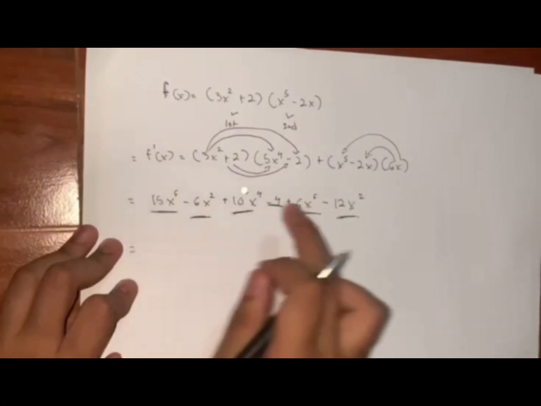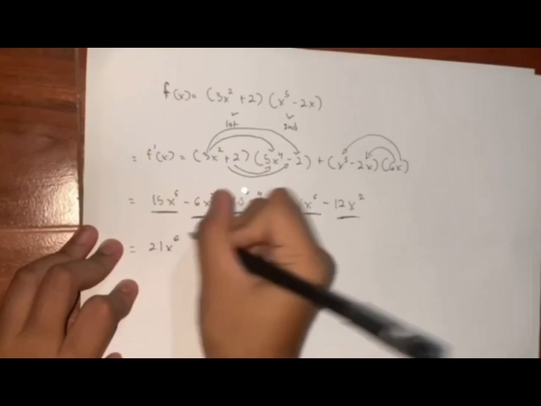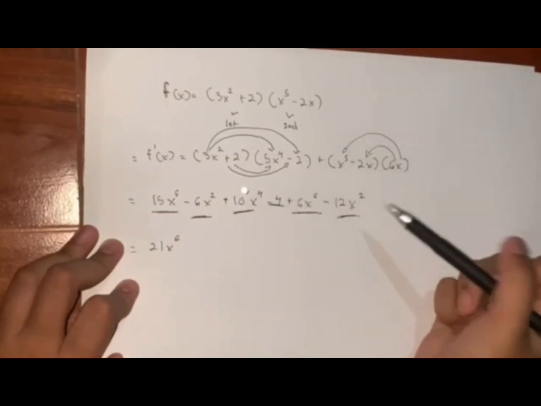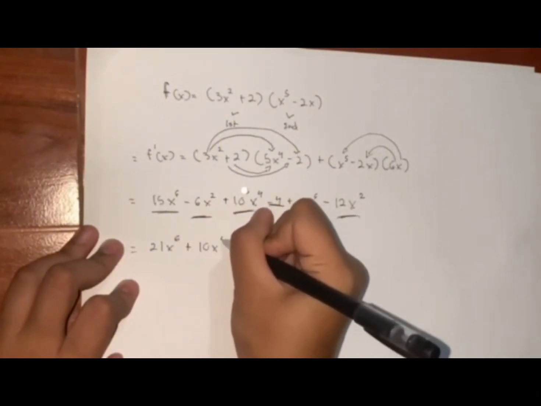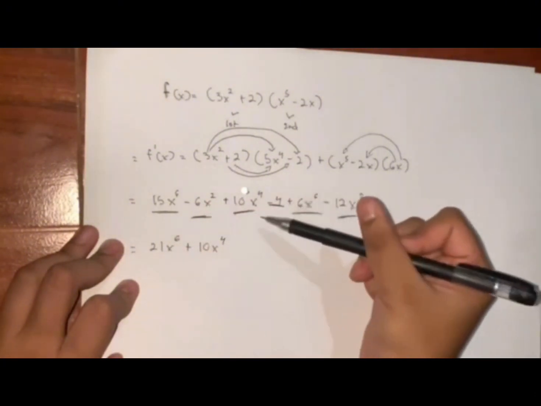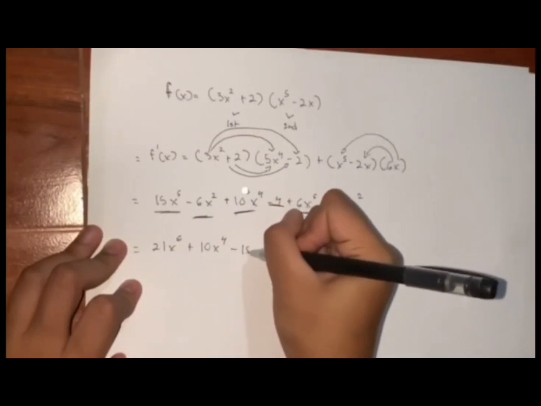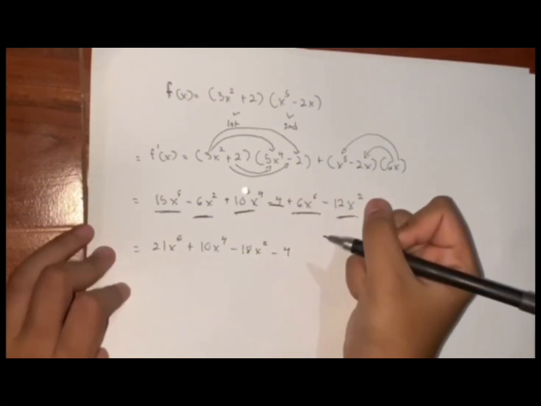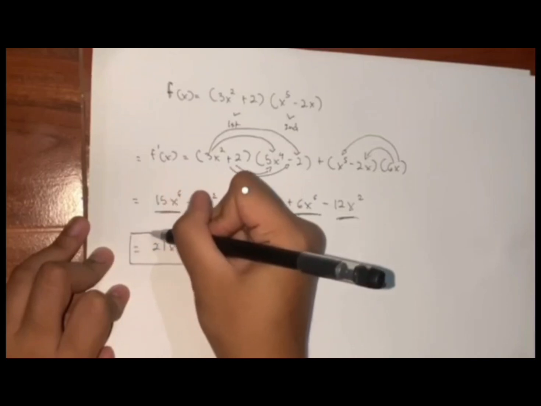So we have 15x to the 6th plus x to the 6th. So that gives us 21x to the 6th. Then we also have our 10x to the 4th. And then we also have our minus 6x squared and our minus 12x squared. So we can go ahead and combine those two, and we get minus 18x squared, and we have our minus 4. And so that is our derivative.